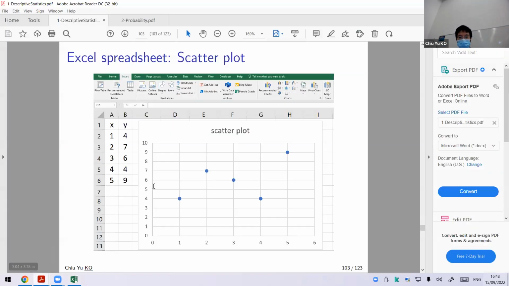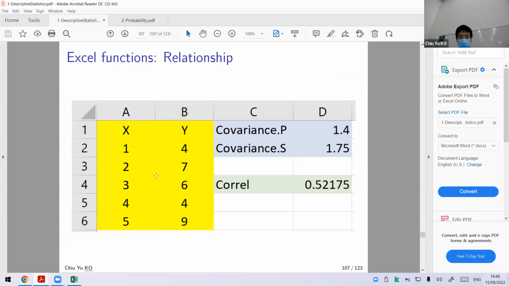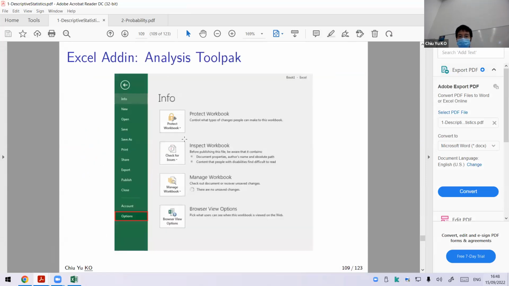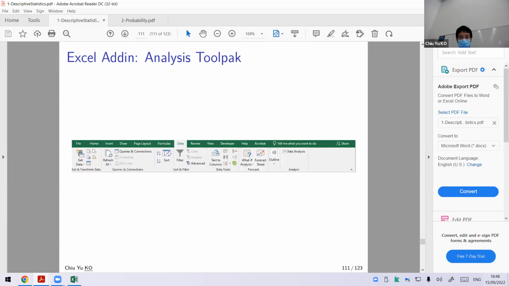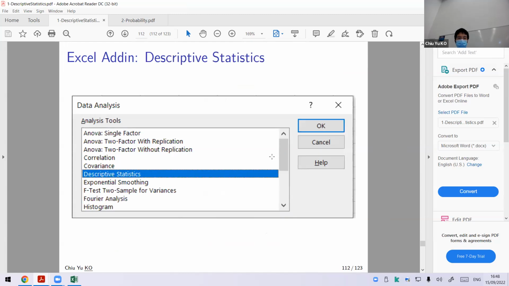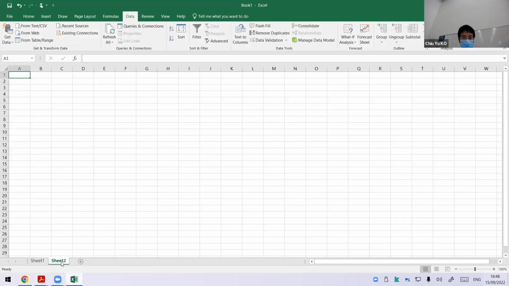Of course, it's already in here. So as I said, you go to Options, Add-ins, right? And you will see the data analysis. So the first thing we want to do is what we call descriptive statistics. So let's do the following. I create a new worksheet.